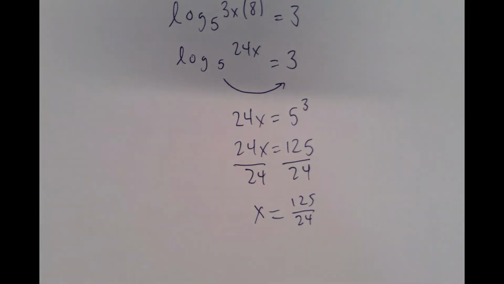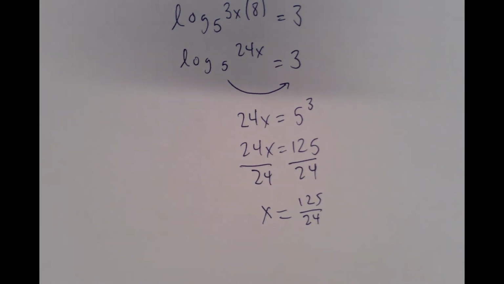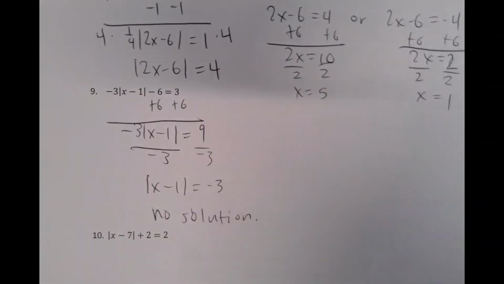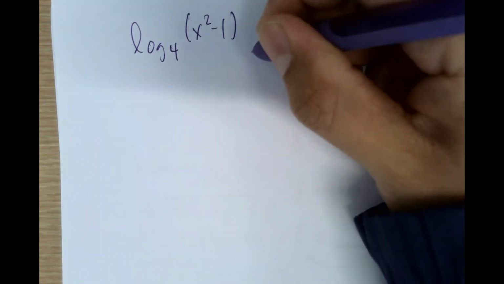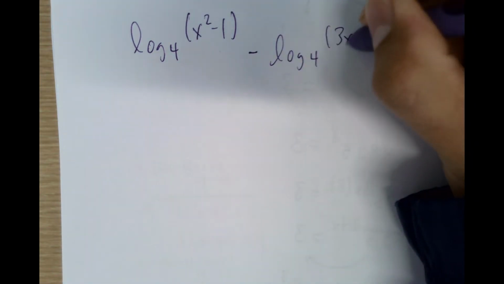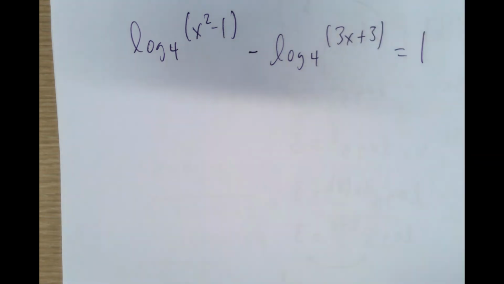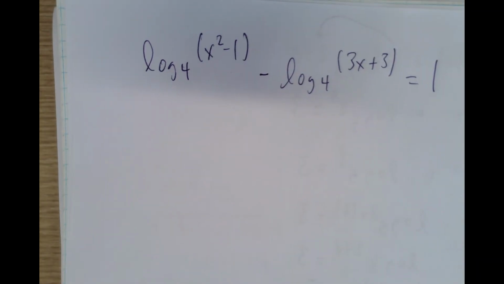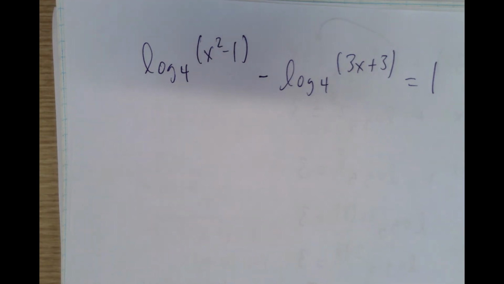Okay, so the last example I will give you before you can start working on your own is probably a combination of some other chapters we've done: log base 4 of x squared minus 1 minus log base 4 of 3x plus 3 equals 1. Wow. So again, this is a combination of two chapters that we've done, and we will explore why.